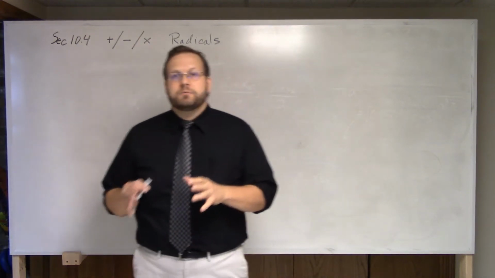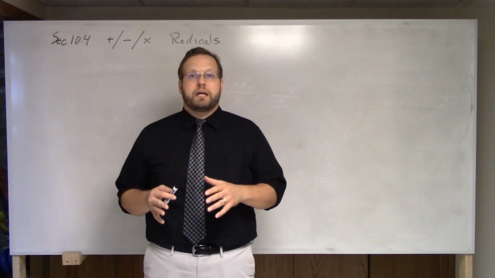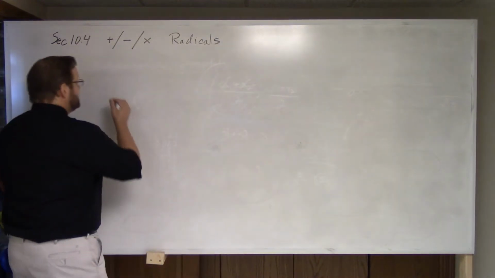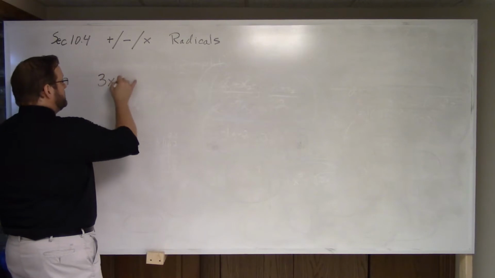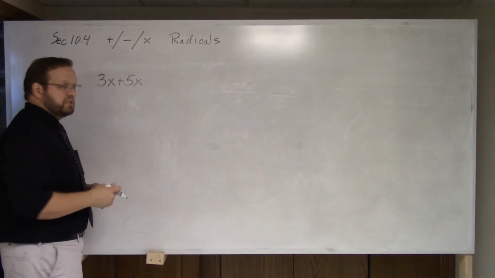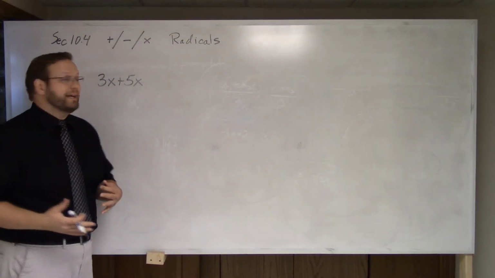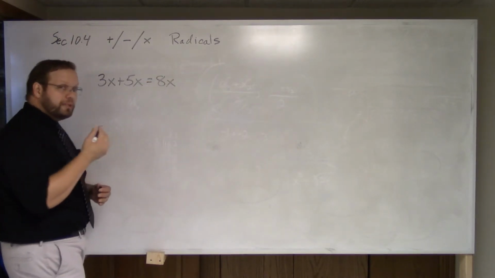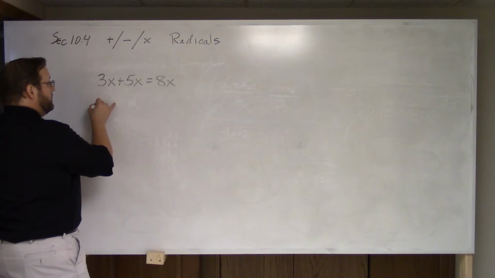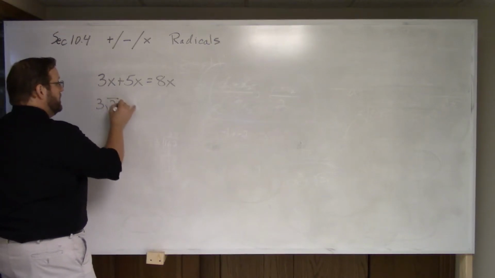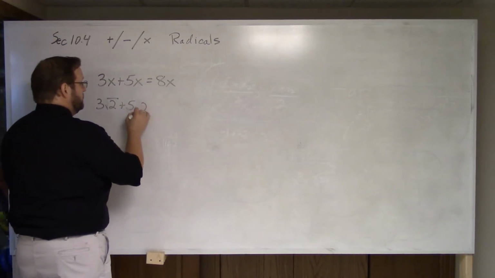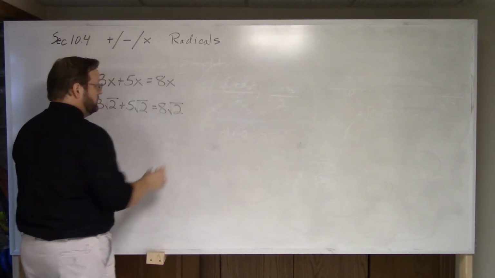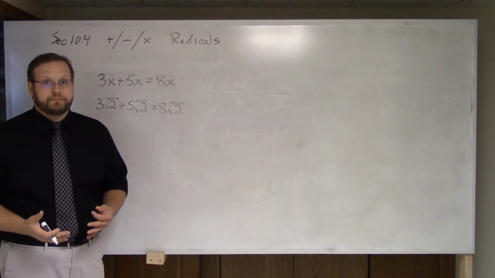Now when we add and subtract radicals, it's going to be the same thing as when we are combining like terms. For instance, if I give you 3x plus 5x, you probably wouldn't even bat an eye at that and say, well, 3x plus 5x is 8x. No big deal. It's going to work the exact same way as if I said 3 square root of 2 plus 5 square root of 2. That's simply going to be 8 square root of 2. Nothing more than that. Okay?